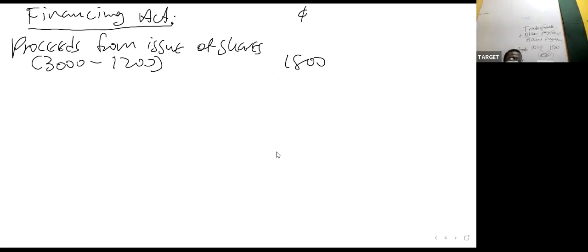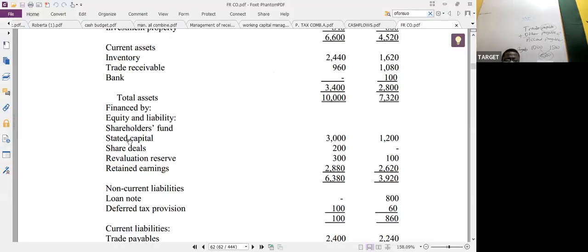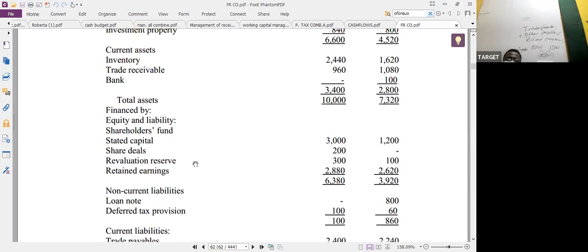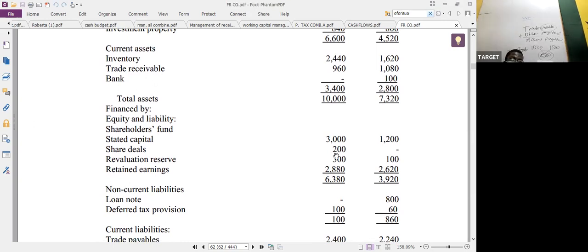Check them one after the other. Don't jump. We beg you, please don't jump. It is haram for you to jump. Don't jump anything. I'm done with the stated capital. What's the next item? Share deal, right? So go to share deal. Check, has it increased or decreased? It has increased, which is an inflow. Don't jump anything.